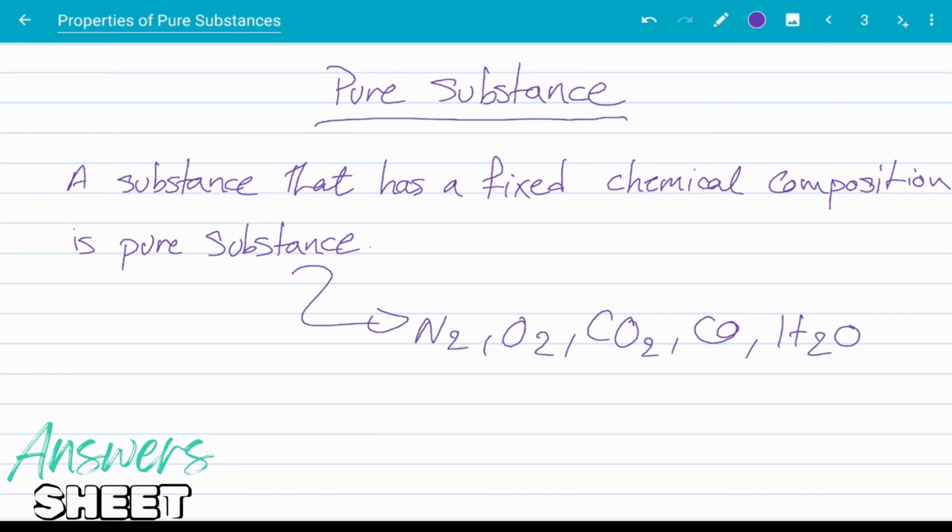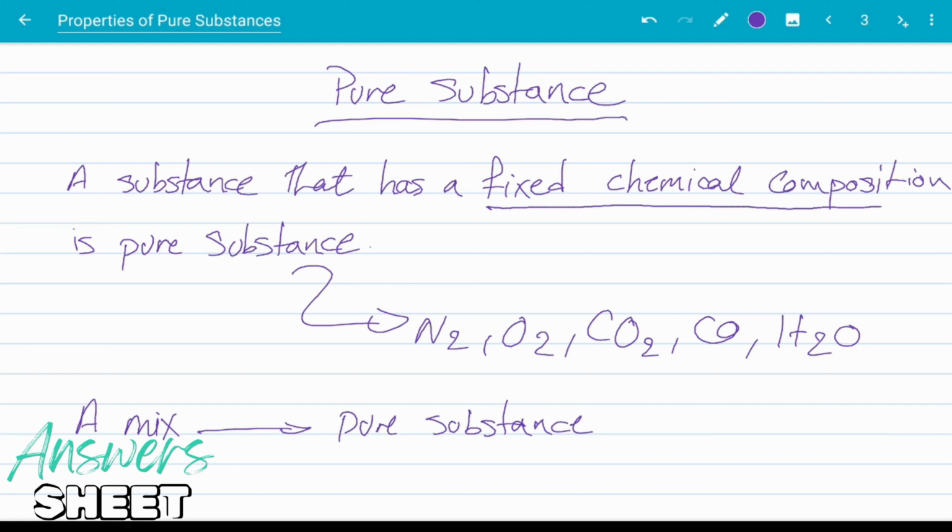But a pure substance is not always a single element or a single chemical component, like the examples here. It can be a mixture. So a mixture can still be a pure substance if it has a fixed chemical composition. An example for that is air. Now, air is a mixture of different components, such as nitrogen, oxygen, CO2, and even water vapor.